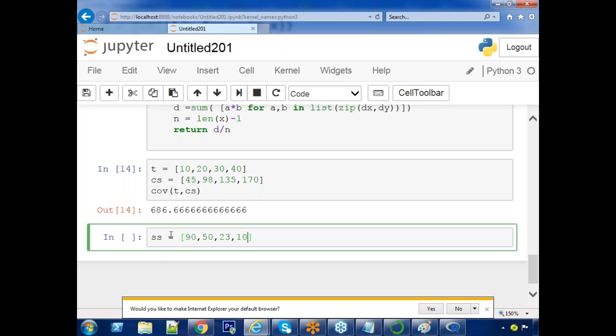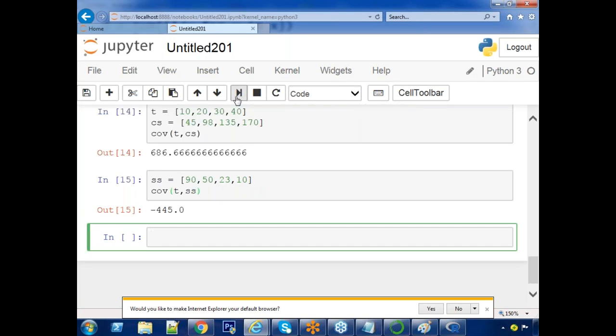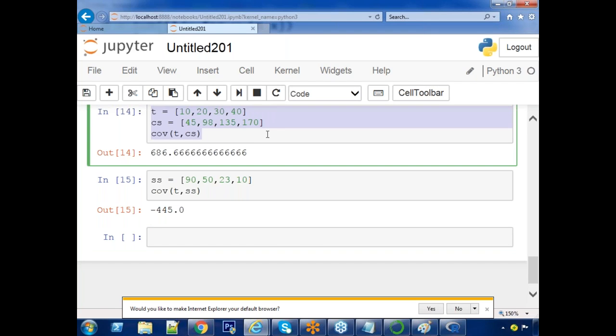How is the relationship? As temperature increases, sweater sales decrease. Definitely there should be a negative value. That means negative dependency. Just tally this: COV of temperature, sweater sales. It should be a negative value. That means our covariance formula is working fine. Got it? So these calls I am copying.